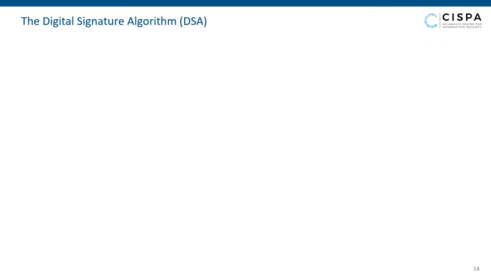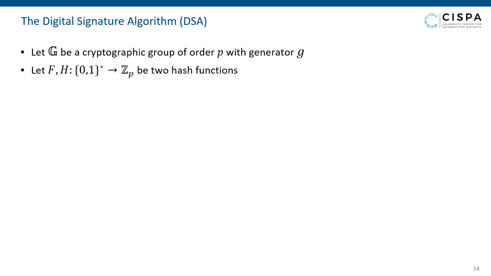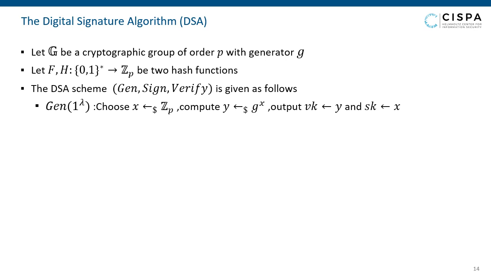So what happened instead is that a variant of the Schnorr signature scheme was standardized by NIST, the so-called digital signature algorithm. So again, let G be a cryptographic group, and now we take two hash functions, both of which are modeled as random oracles in the proof. The DSA scheme, Gen, Sign, and Verify, is given as follows.